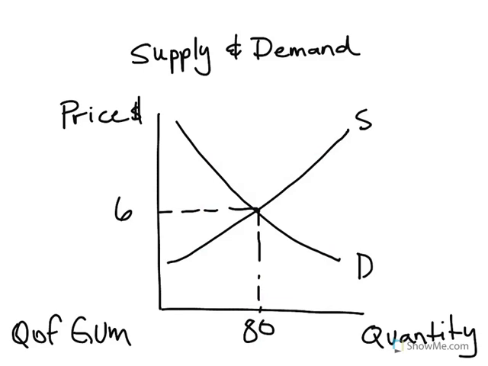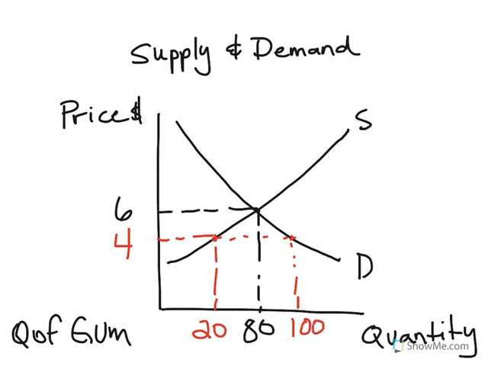Another example of market disequilibrium is if the price is less than the market price. Let's take a look at what happens if the price of gum falls to $4. Well, if we follow the graphs, we'll see that at a price of $4, suppliers are willing to supply less than the equilibrium quantity of 80, and let's call it 20, but demand at $4 has increased, and let's call it 100.